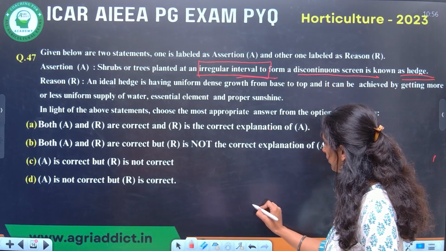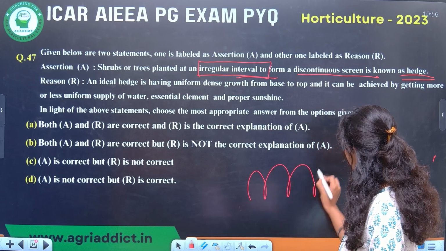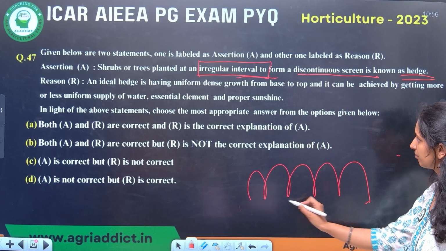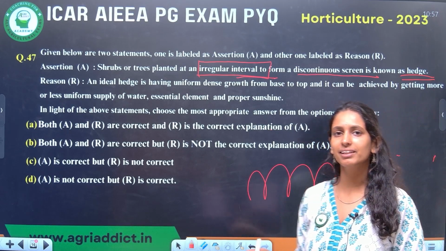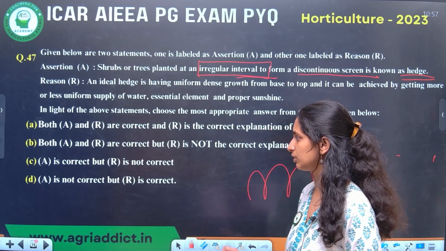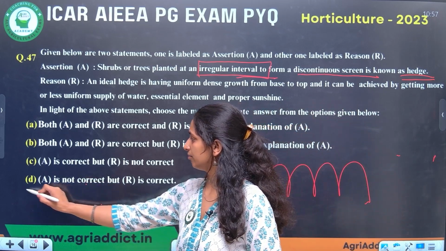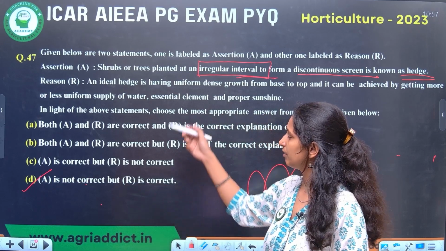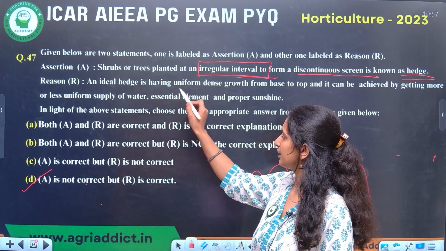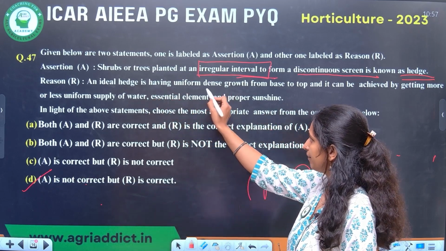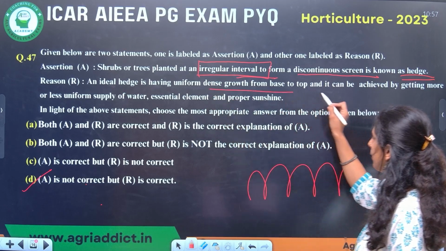In a hedge, we will be planting like this. We will be making a continuous line and also planting at a regular interval. So the assertion is wrong. A is not correct. Okay, we can see the reason. An ideal hedge has uniform dense growth from base to the top.